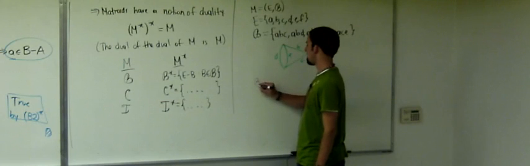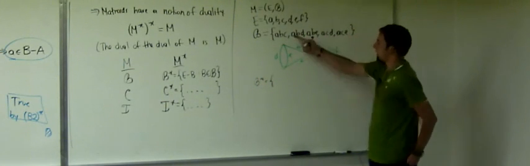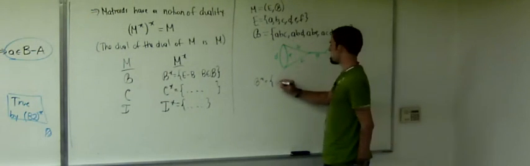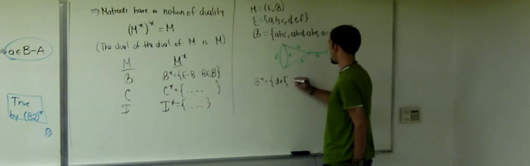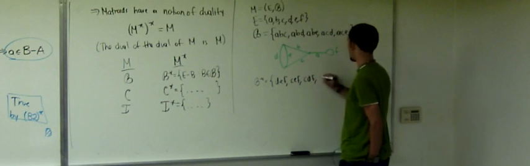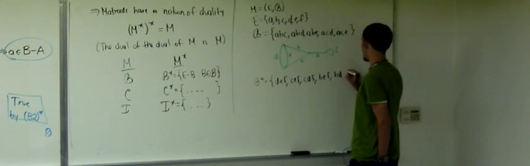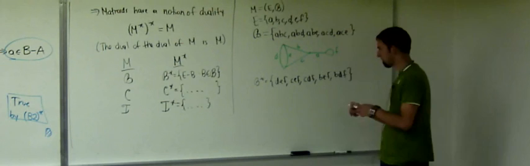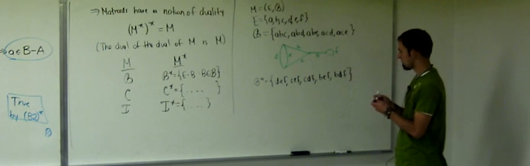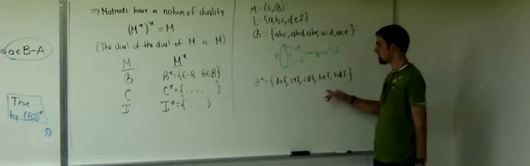So what is B star? B star is the collection of complements. So the complement of ABC is D, E, F. The complement of ABD is C, E, F. The complement of ABE is C, D, F. This one is B, E, F. And this one is B, D, F. Okay? So my theorem says this is a matroid.